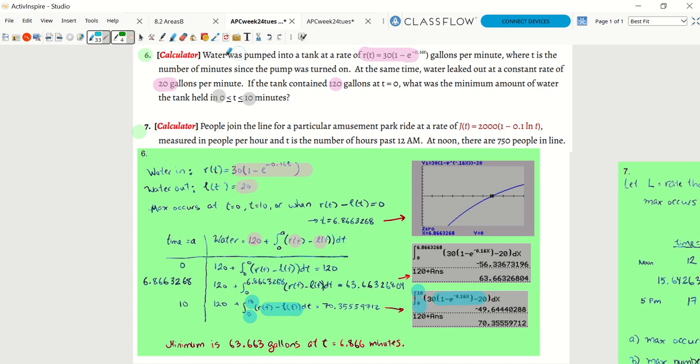Okay, let me change this to pinks or to blues now. Okay, so blue minus blue is R of t minus L of t, 0 to 10, 0 to 10. And you get negative 49, and you got to add that back with the 120, and you get 70. So hence they got the 70. So you know how to get the 120 because it's 0, the upper bound and lower bound are the same. 120 plus 0 is 120. You know how to get the 70.